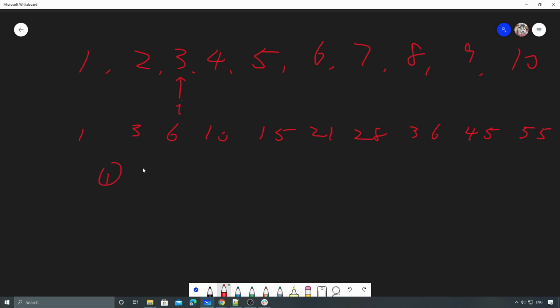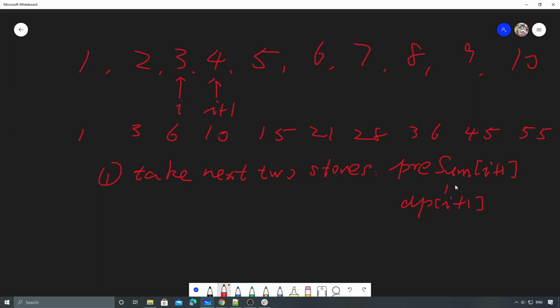So the first scenario is that we take the next two stones, right? And this one is a presum I plus 1, right? Because the next stone stops here. And the value we're getting is the presum I minus 1 and minus the dp of I plus 1, right? Like I said, after taking the two stones, we're handing the game to the next person. So the next person will start from I plus 1 here, right? Because we'll always add a stone back, okay?